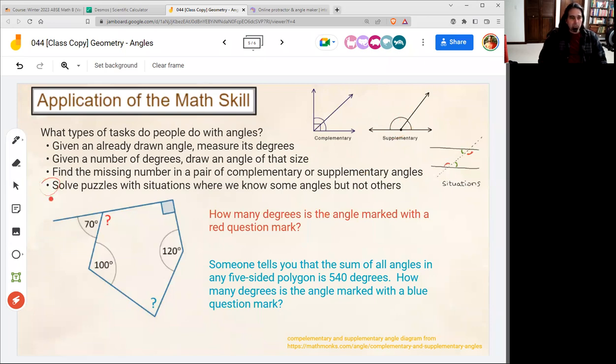And then there's puzzles where we know about some angle, but not others. There's some kind of situation happening. So let's look at this puzzle. There's two angles we don't know. This little square symbol means 90 degrees. So first, how big is the red angle?